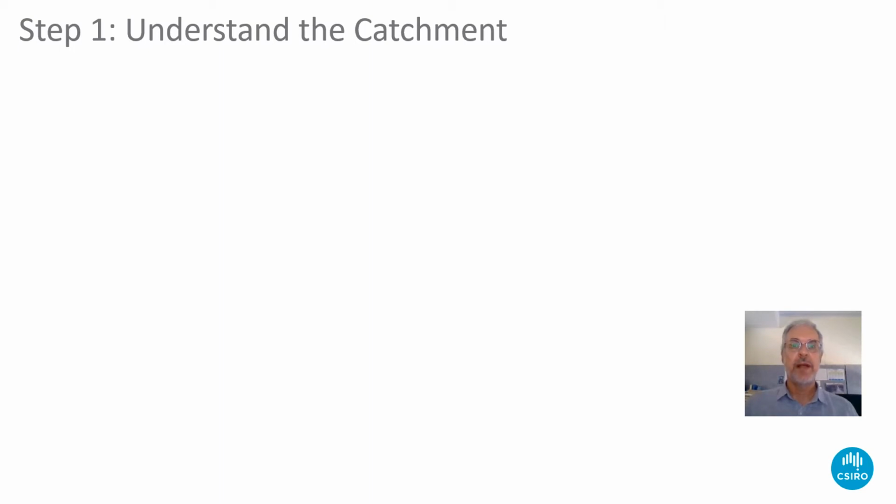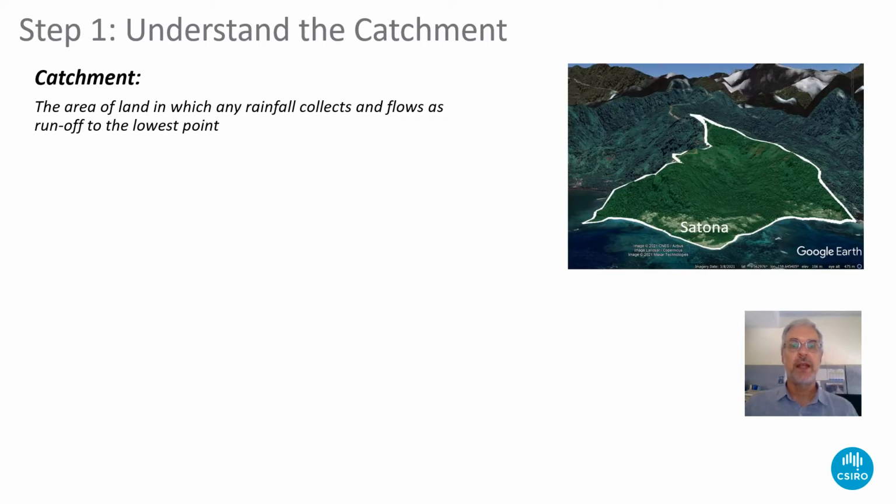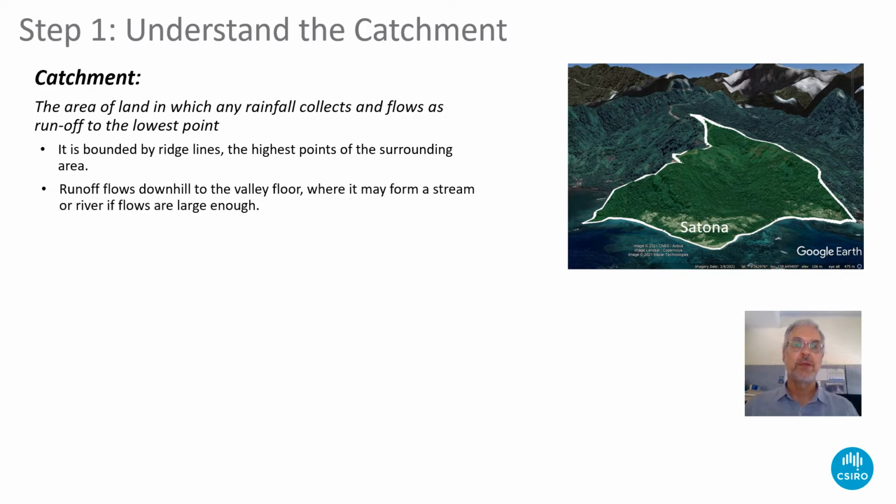To estimate a water balance, we first need to understand what is happening in the catchment. A catchment is the area of land in which any rainfall collects and flows as runoff to the lowest point, in this case, the village of Satona. It is bounded by ridgelines, the highest points of the surrounding area. Runoff flows downhill to the valley floor, or it may form a stream or river if flows are large enough. A catchment is also called a watershed or drainage basin.